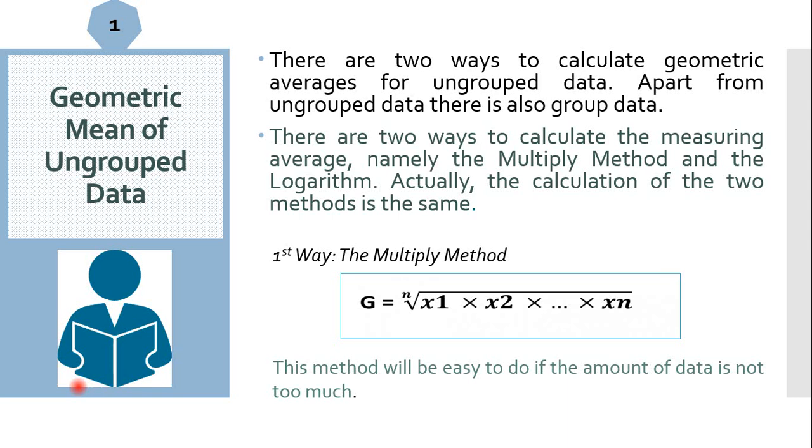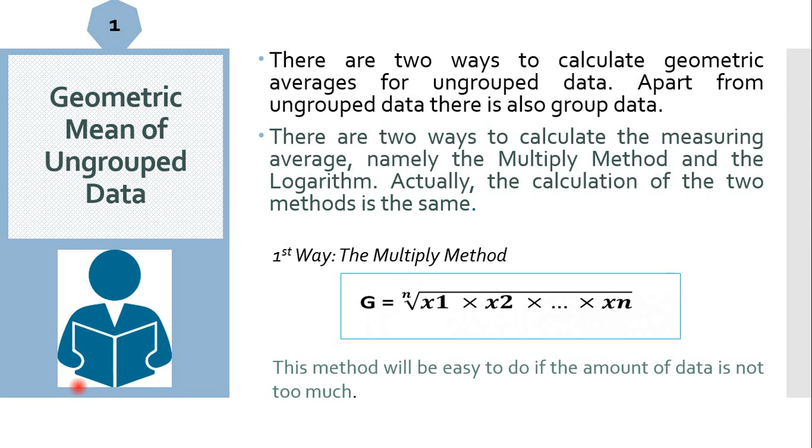So this is the first one. There are two ways to calculate the geometric average for ungrouped data. Apart from ungrouped data, there is also grouped data. There are two ways to calculate the average, namely the first one is the multiply method, which is a simple method, and the second one is the logarithm method. Actually, these two calculations are the same, but the uses of the two of them are a bit different.